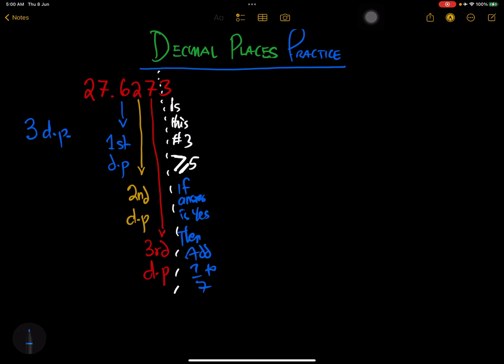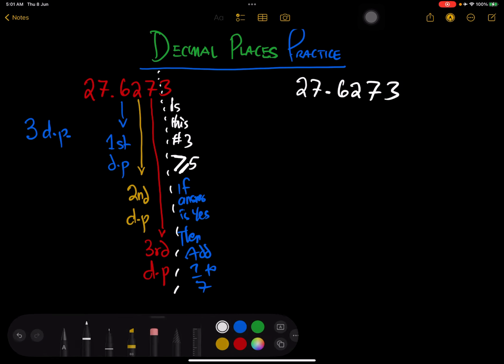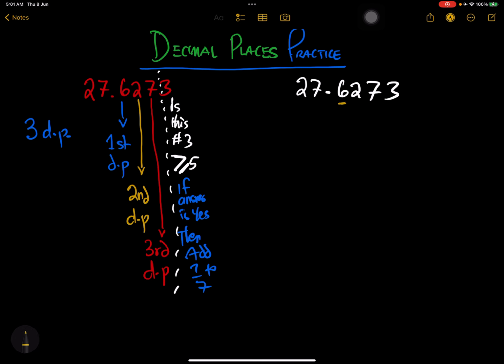You get it? So now let's rewrite this again. We are having 27.6273. Now remember that this is the first decimal place, second decimal place, and third decimal place. So we're going to drop a dotted line here. But because 3 is less than 5, we're not going to do anything, because that's the cutoff there. We're going to have equal to 27.627, and this is in three decimal places. I hope this also helps.